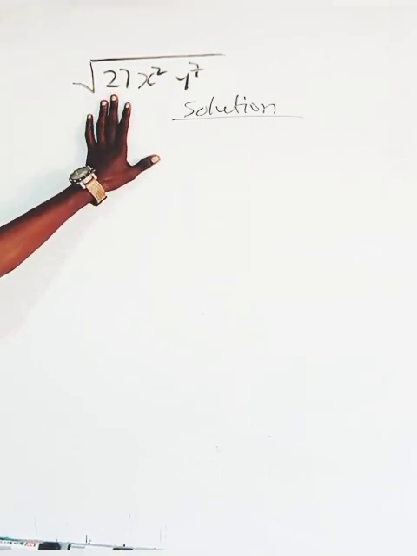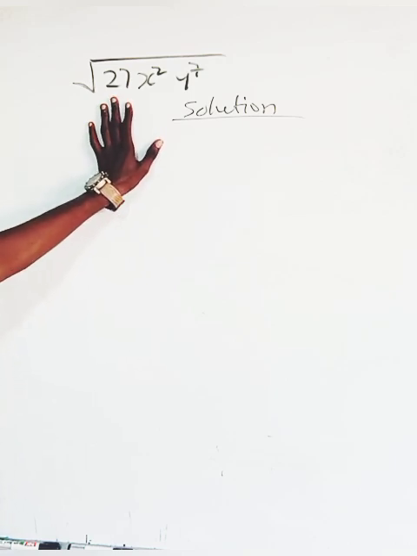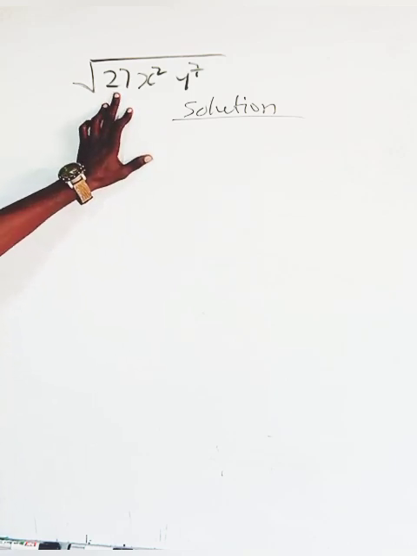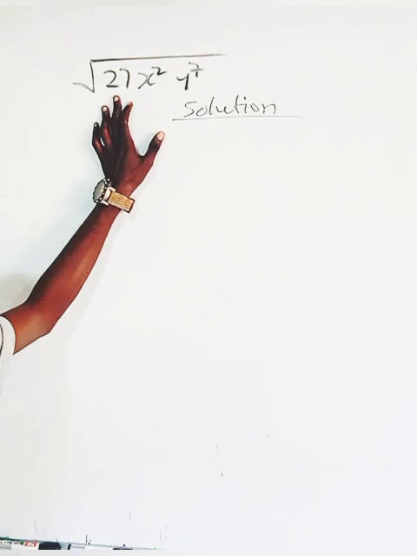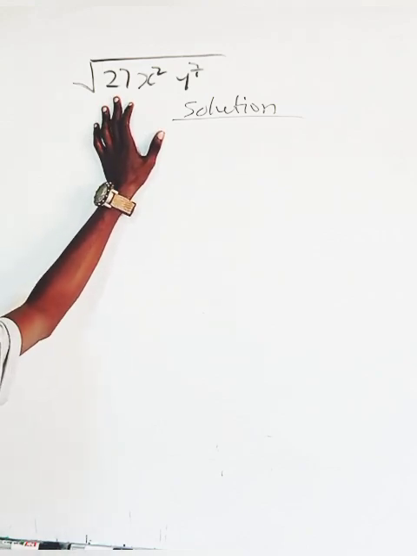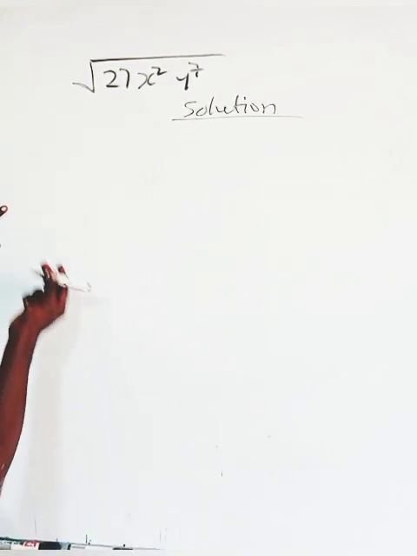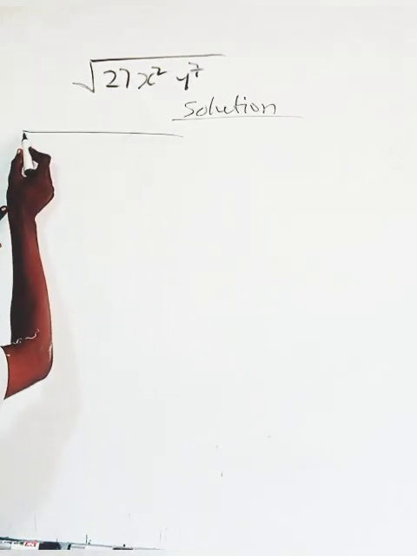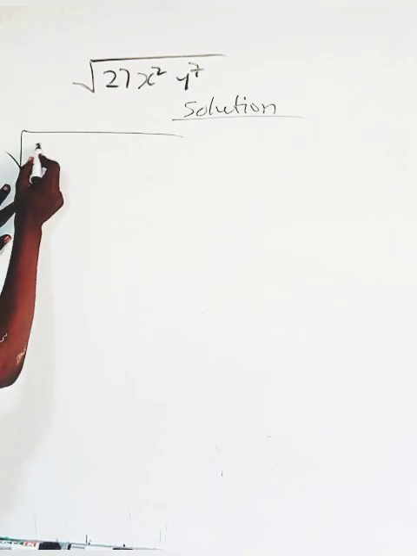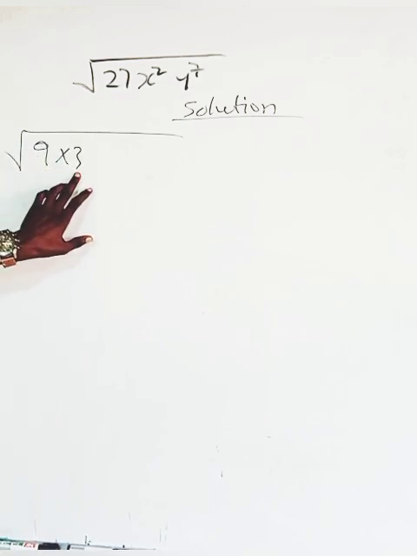To split 27, we look for two numbers whereby one will be a perfect square while the other one will not be a perfect square. So to get the perfect square for 27, let's consider 9 and 3. We're going to use 9 and 3 for 27. So I'll write my root here: 9 times 3. This one is a perfect square, while this is not a perfect square.